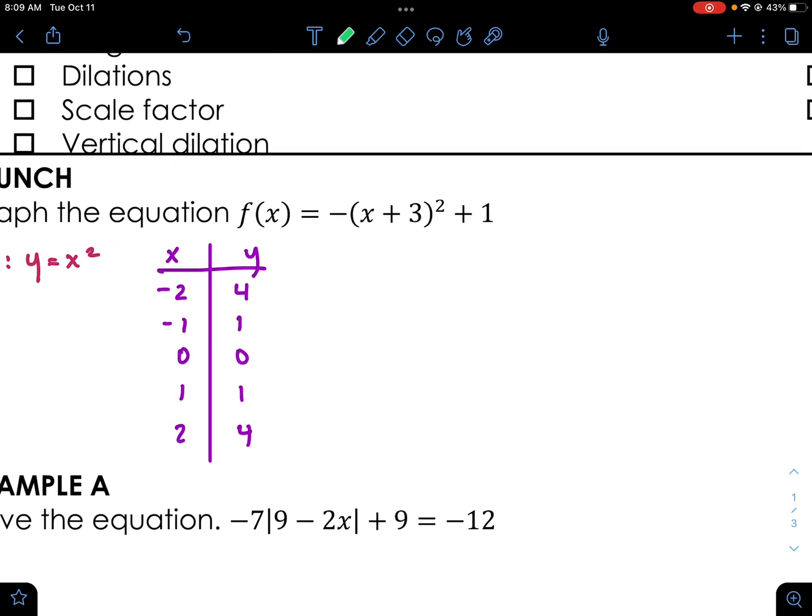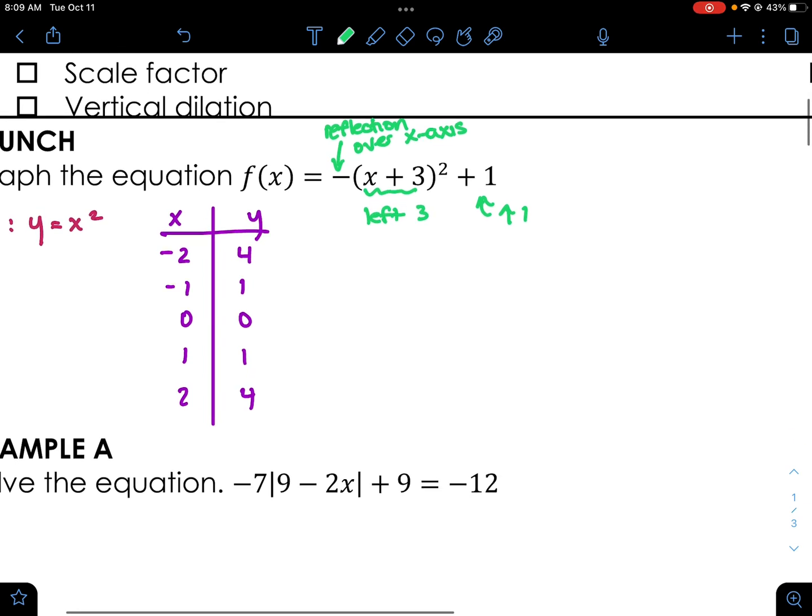So if we look at this, we see that this minus sign represents a reflection over the x-axis because it is affecting our y values. This plus 1 is going to be a translation up 1 unit. And then in here, the x plus 3, because the x always lies, this is going to be a translation left 3 units.